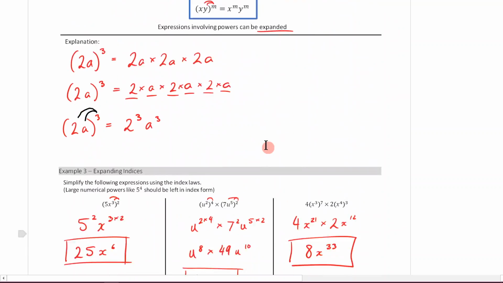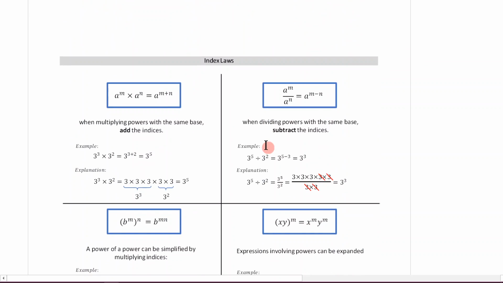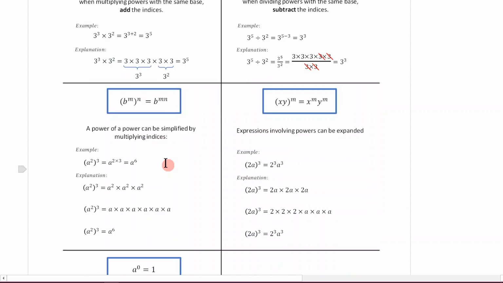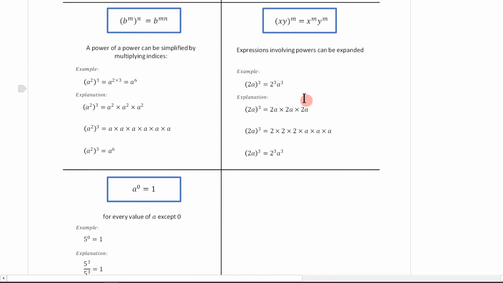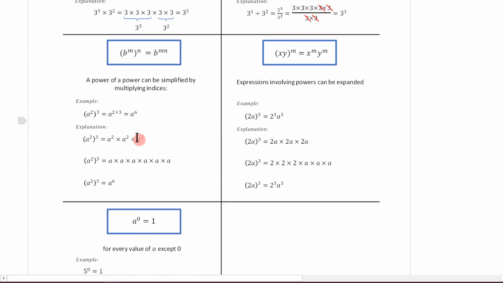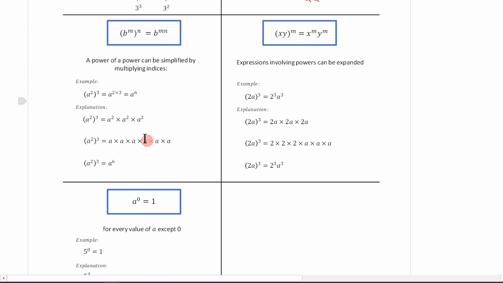Now, what I've also done is the last page here, I've just left as all the index laws that we covered. So this is the one in which you're adding the indices, subtracting the indices, when you're multiplying the indices, when you're expanding the indices, and when you have an index of 0, it's equal to 1. And I've provided a little example of each one if you ever do forget. So I think that would just be a helpful reference page.